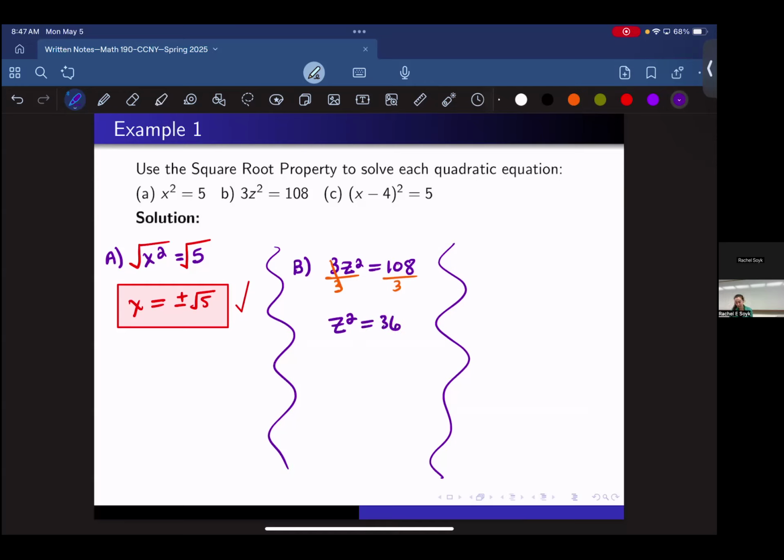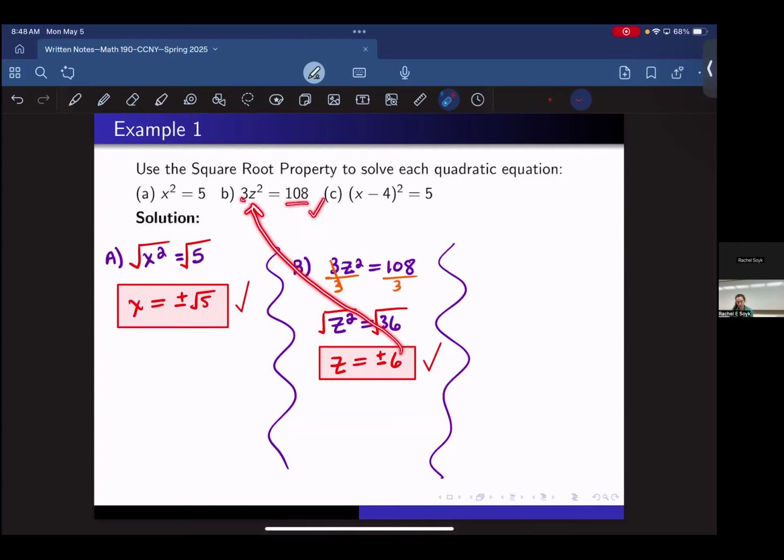And now, since the z squared is isolated, we can go ahead and take the square root of both sides. So we're looking at our z is equal to plus or minus 6. If you were to plug this back in, let's plug in positive 6, square it, you get 36 times 3, 108, that works. Negative 6 squared, you get positive 36 times 3, 108, good.